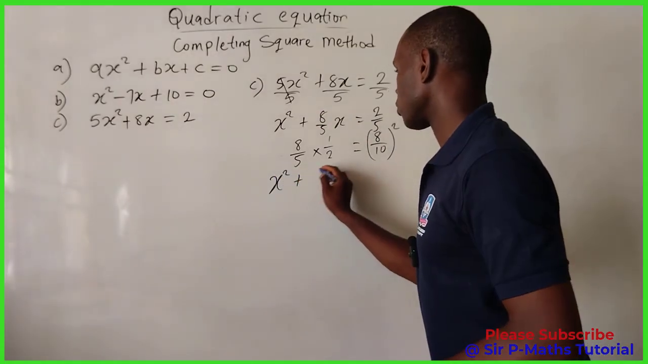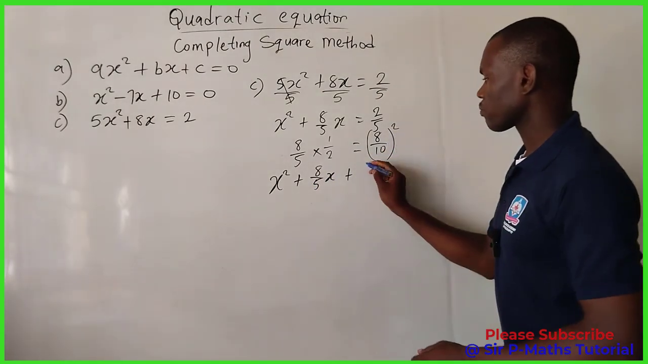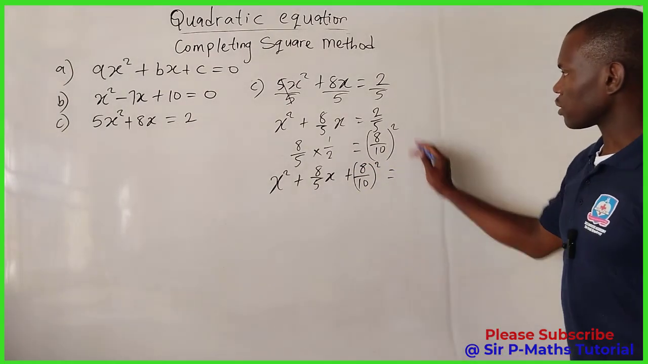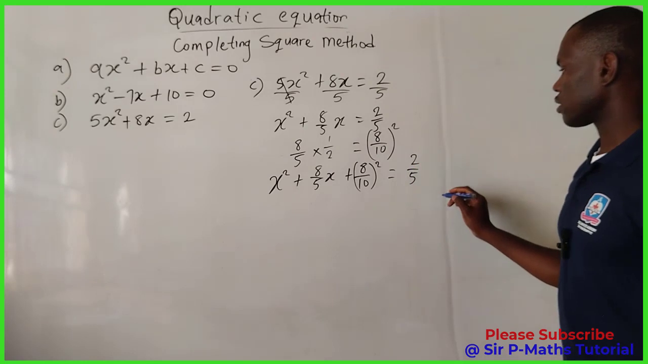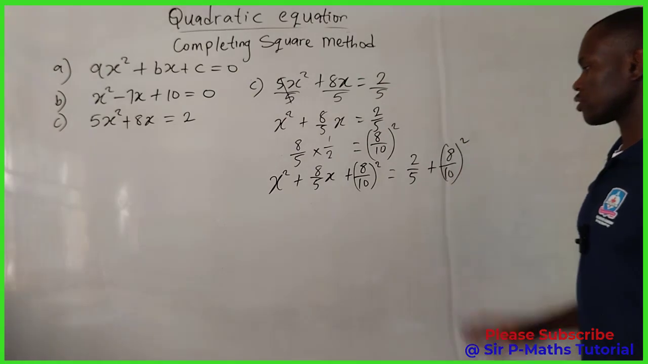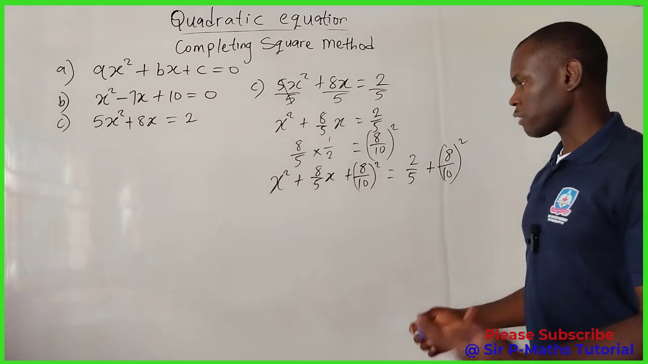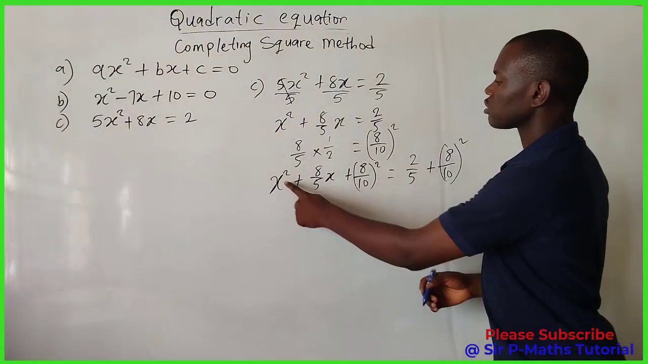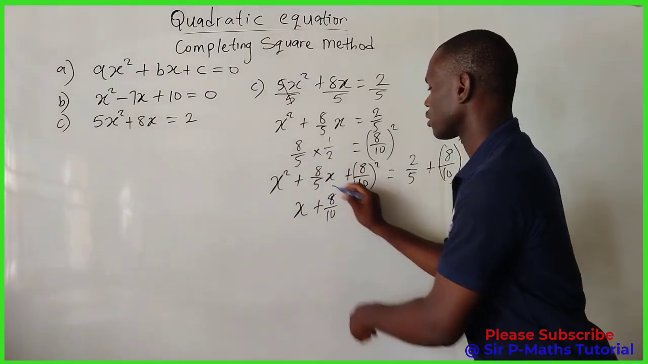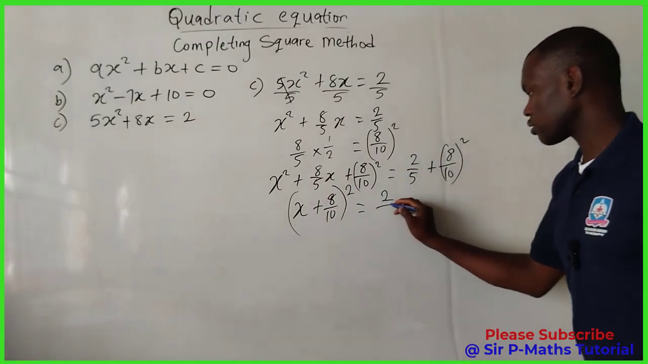So I'll have x squared plus 8 over 5x plus this one now, 8 over 10 raised to power 2, equal to 2 over 5 on this side plus 8 over 10 squared. Having added, factorize the left-hand side using the idea of a perfect square expression. Here is square, here is square. So I'll take the terms without the square, then I'll square it outside. Then we bring down the right-hand side.